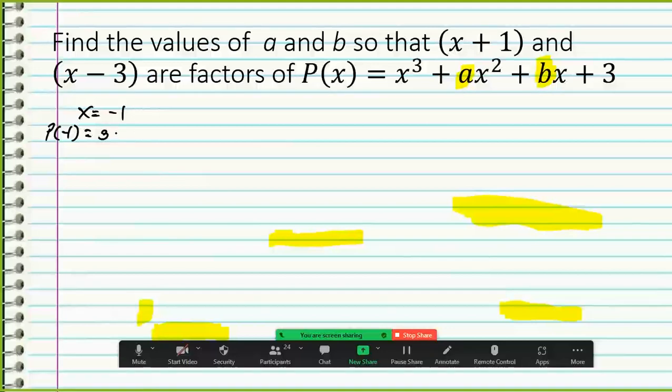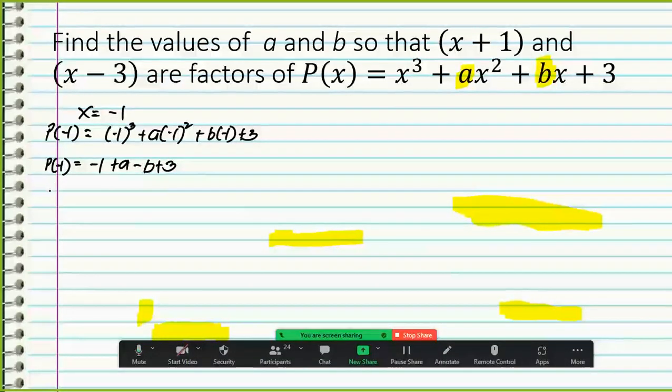Equals 3. Sorry. That's negative 1 raised to the third power, plus a times negative 1 raised to the second power, plus b times negative 1, added by 3. So we have p of negative 1 equals negative 1. Then, sorry, this is the second power. So negative 1 raised to the second power is 1, multiplied by a, 1a, or just simply a. Then minus b. Then added by 3.